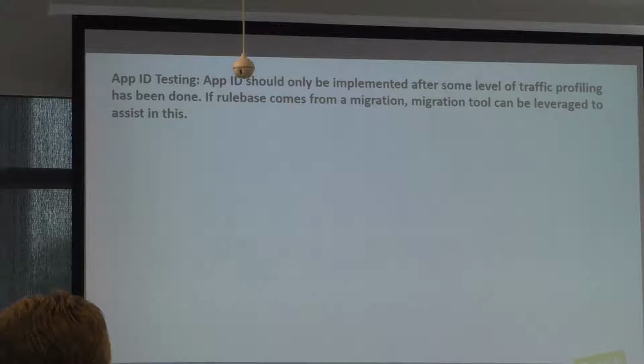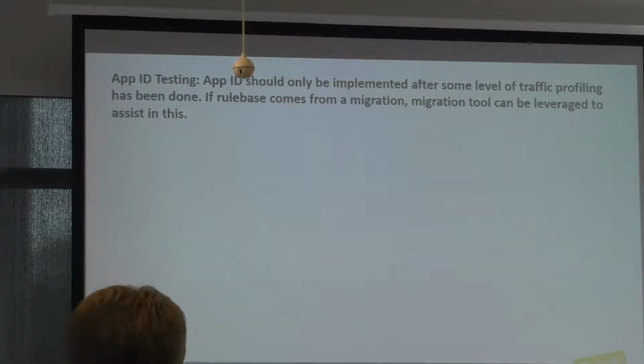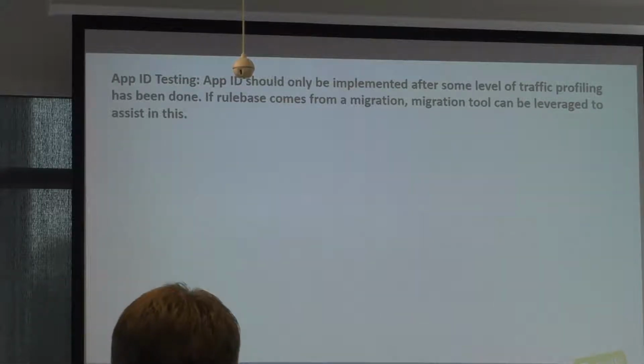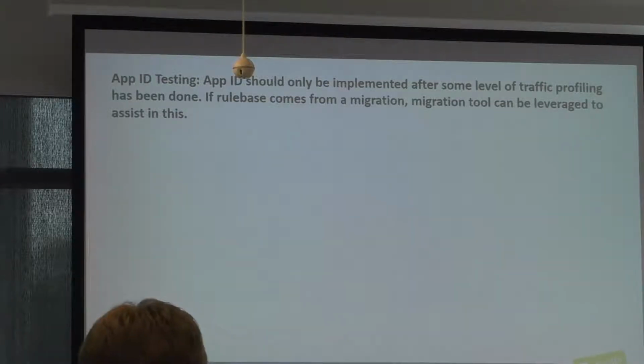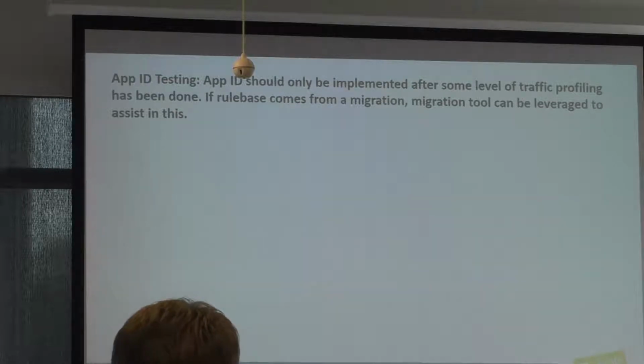So for app ID testing, it should only be implemented after some level of traffic profiling has been done. If it's a greenfield deployment, and you don't really know exactly what's going through your network at this time, we can do a couple of things. We can either set up a test unit and run it in tap mode. Essentially the tap interface is going to see everything that goes through the firewall, like an any allow rule. With that in place, we get some log data, and we can see app IDs, IP mappings, who's accessing what, and direction of traffic flow.